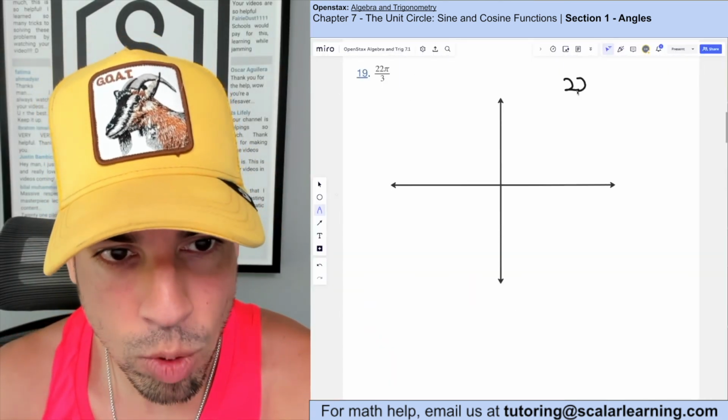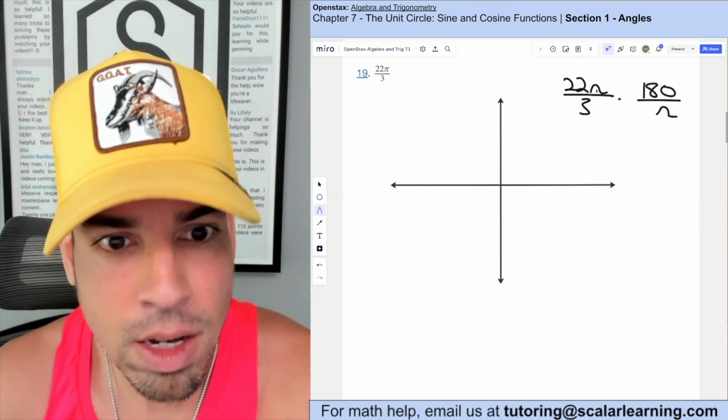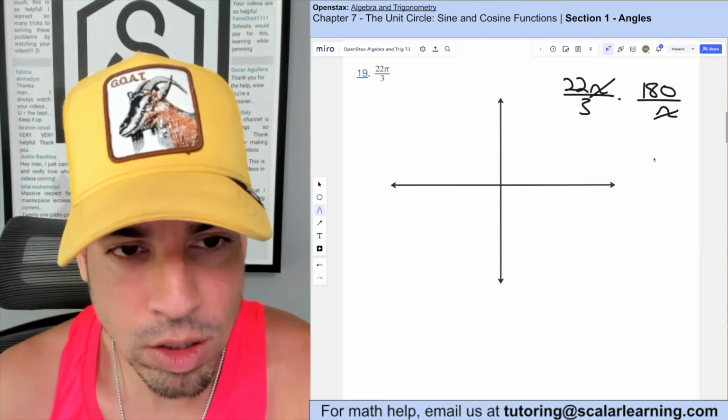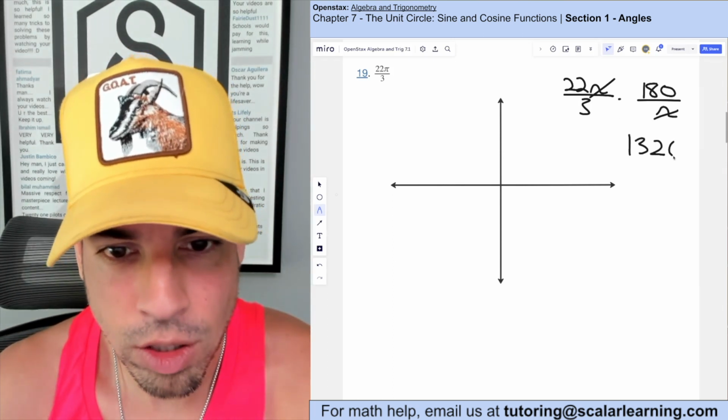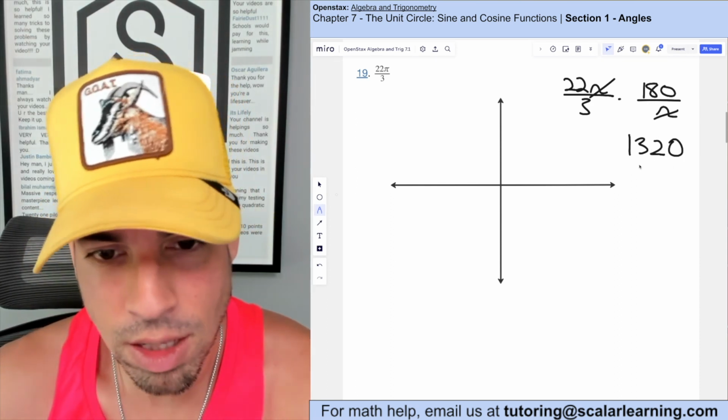So for this one, I'm going to convert it actually to degrees. I think it's going to make a lot more sense. So we got 22 pi thirds times 180 over pi. The pi's cancel out. 180 divided by 3 is 60. Times 22 is 1320 degrees. So let's figure out what this looks like because this is more than 360. So that's a little different.